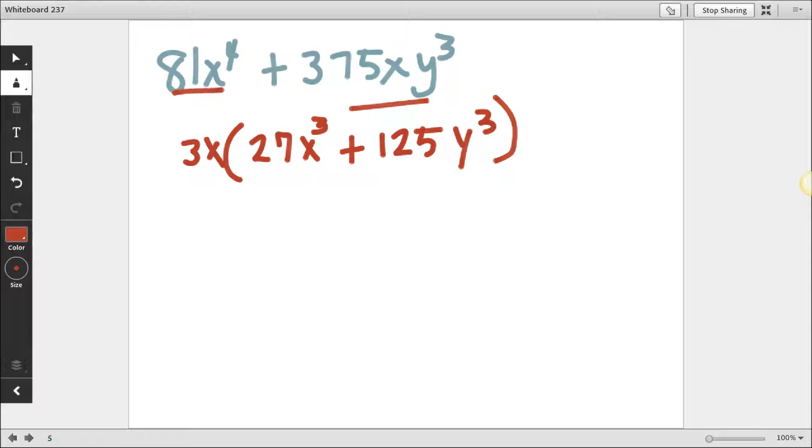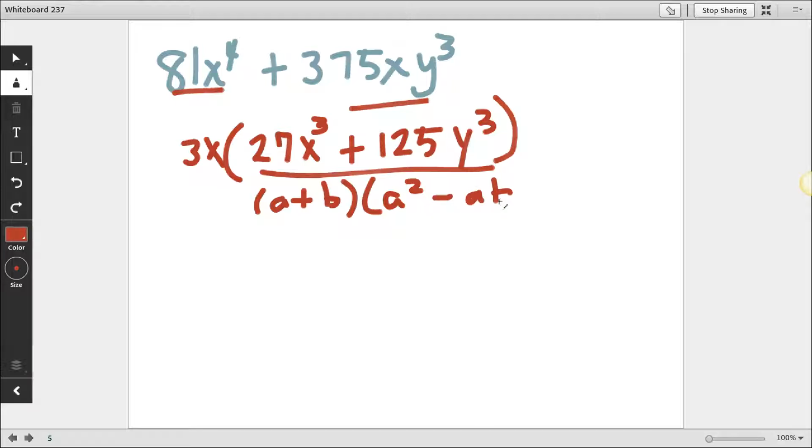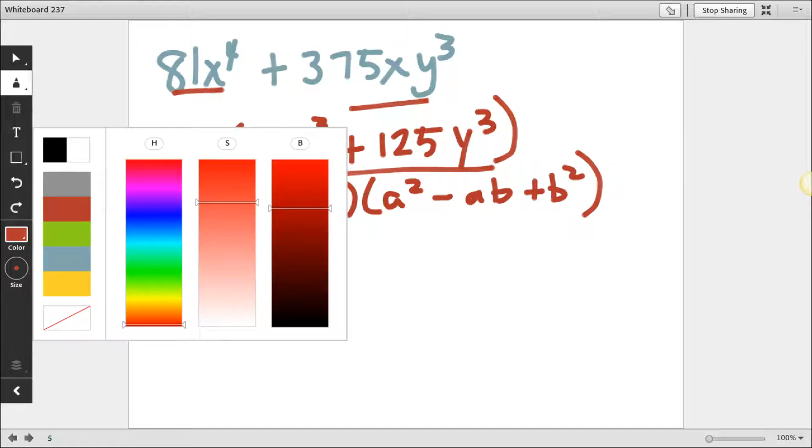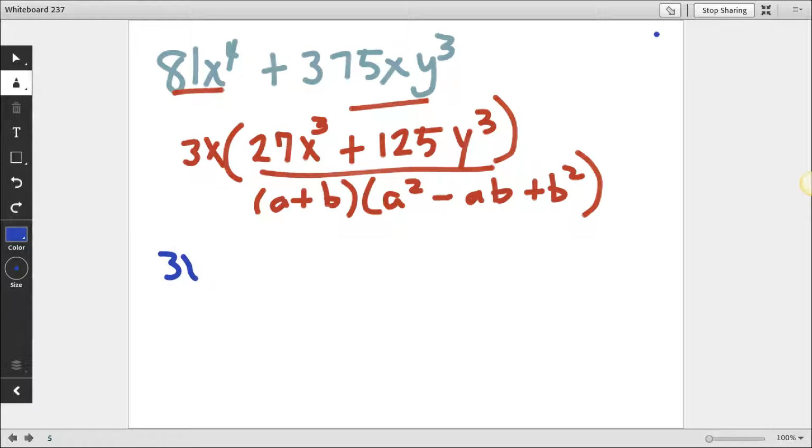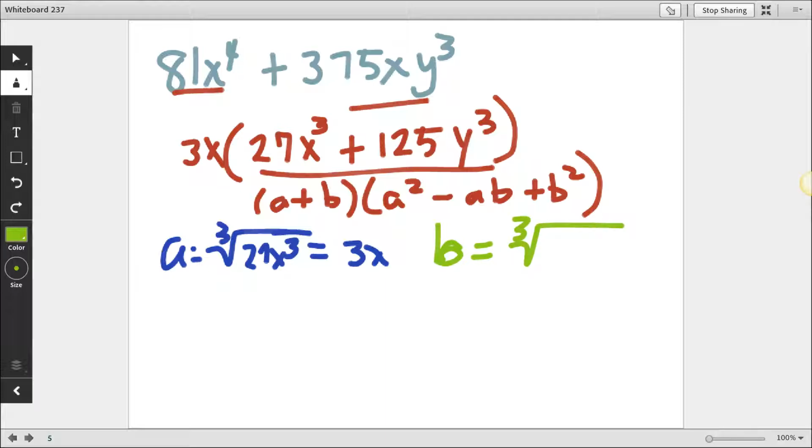So now we're going to factor this part that's left. It's a plus, so I know I've got A plus B. Let me rewrite that. And then we've got A squared minus AB plus B squared. I'm trying to save a little bit of room so we can see everything. And so that 3x, let me follow my steps here. I need to find A, which is the cube root of 27x cubed. Cube root of 27 is 3. Cube root of x cubed is x. And I need to find B, which is the cube root of 125y cubed. So cube root of 125 is 5. Cube root of y cubed is y.